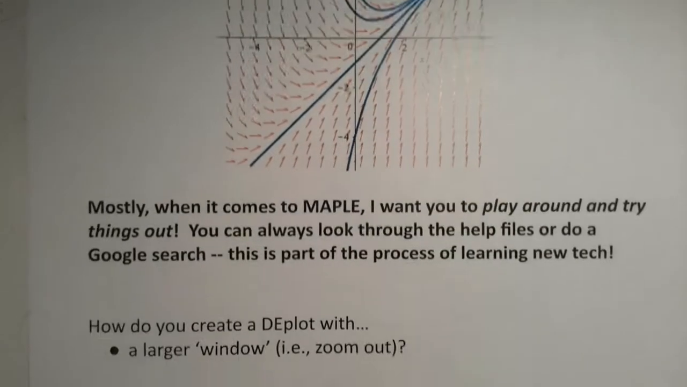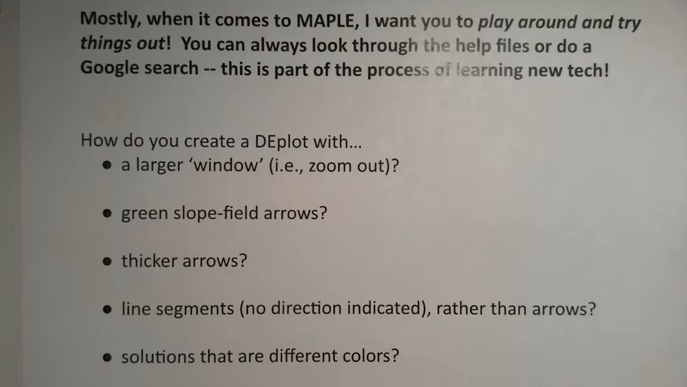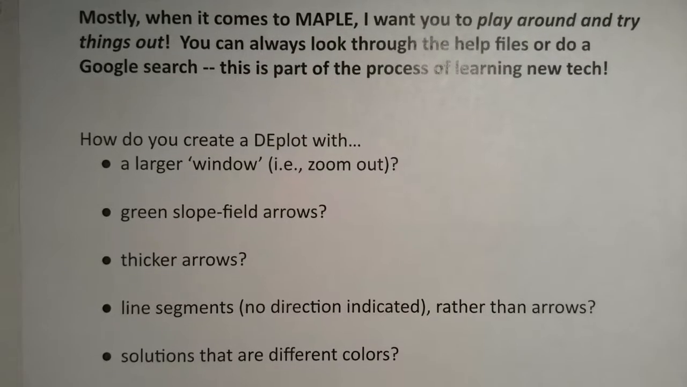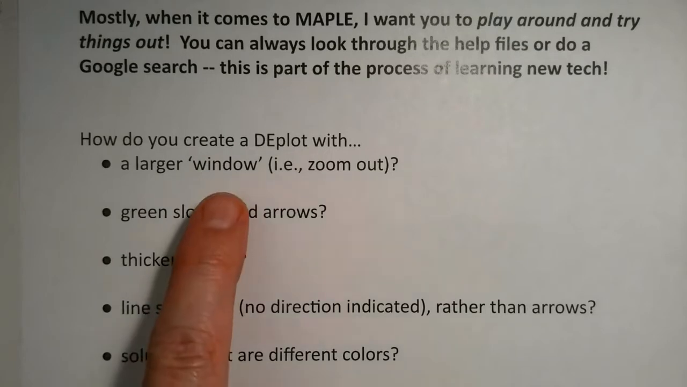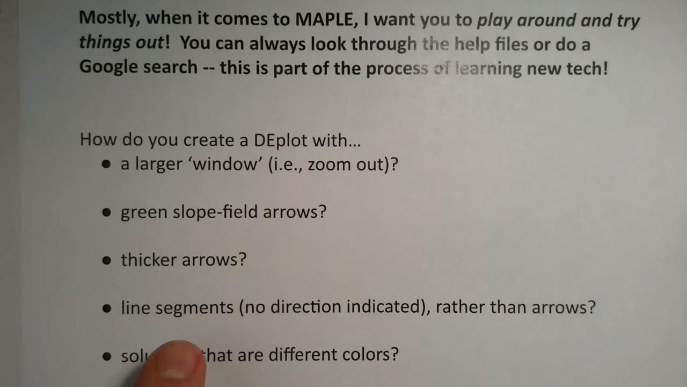But you'll notice down here, there's a whole bunch of things that I invite you to try doing. You can always look through help files or do a Google search, but I want you to play around with this. So I'm going to stop the video here, but I want you to try to figure out, how do you make a larger window? How do you make green slope fields? How do you make the arrows thicker? How do you make line segments so that they're not arrows, they're just little line segments? And how do you make solutions that are different colors?